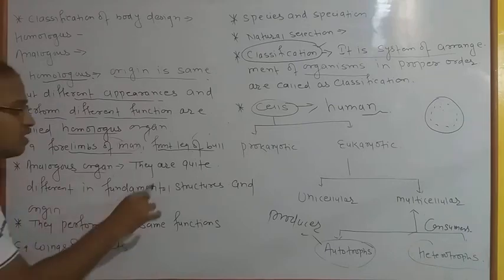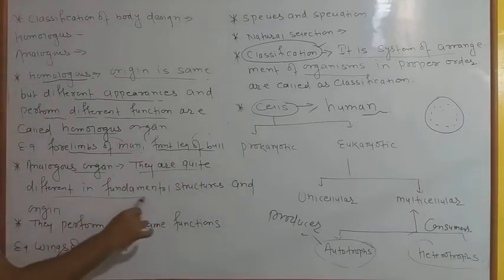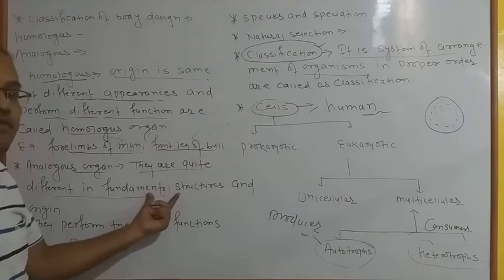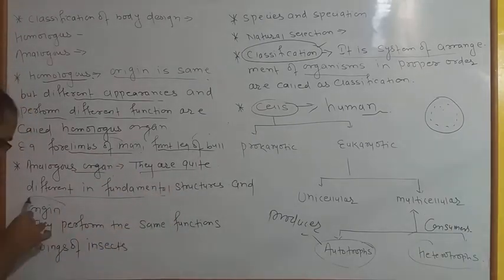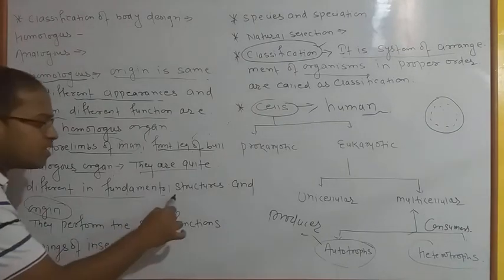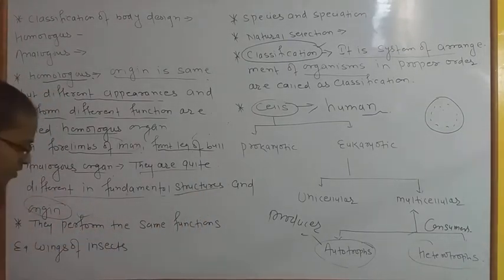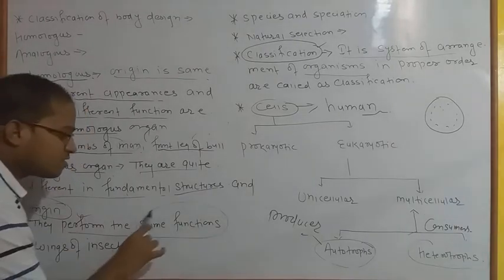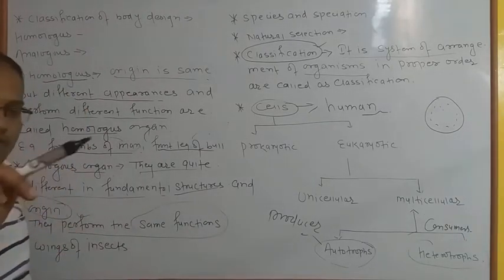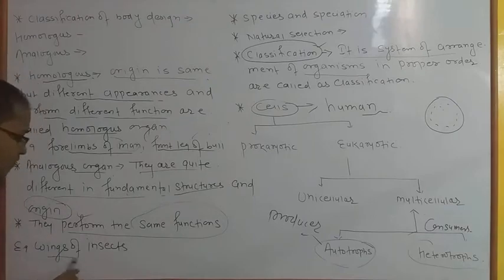Analogous organs means they are quite different in fundamental structures. इनके स्ट्रक्चर्स डिफरेंट होते हैं, बट ओरिजिन भी डिफरेंट होती है. फंडामेंटल स्ट्रक्चर्स आर डिफरेंट एंड ओरिजिन इज आल्सो डिफरेंट, बट मोस्ट इंपॉर्टेंट पॉइंट, दे परफॉर्म द सेम फंक्शन. लेकिन उनका जो फंक्शंस होता है वो एक ही होता है. मोस्ट इंपॉर्टेंट, विंग्स ऑफ इंसेक्ट.